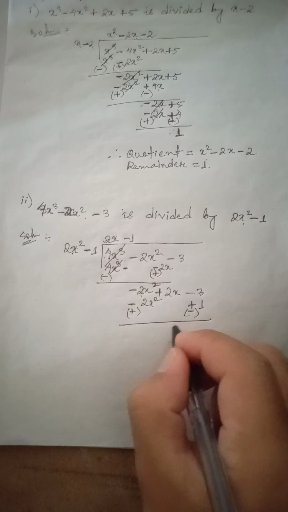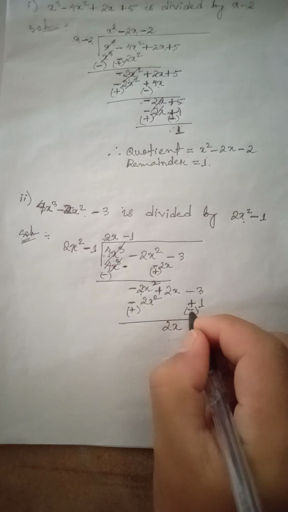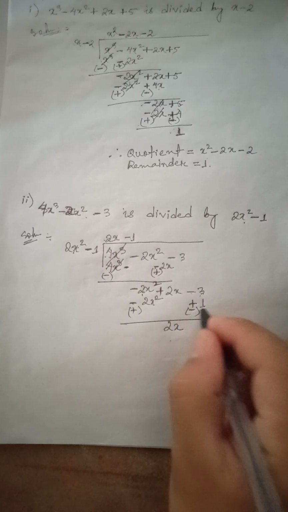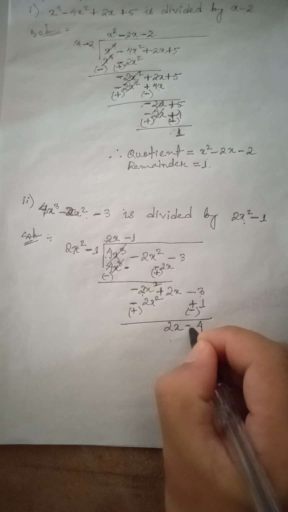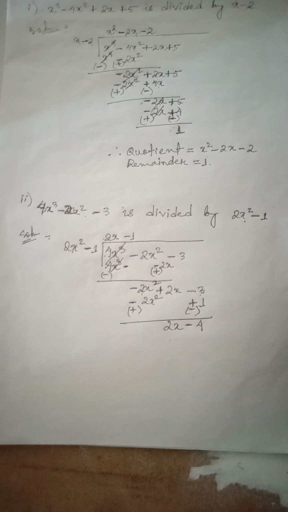Now, at last, what do we have? Minus into minus will give you plus. That means 3 plus 1 will give you 4. And what is the sign just before the greater number? It is minus. That means 2x minus 4.